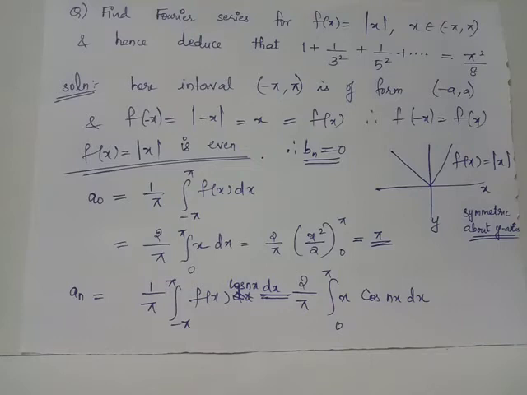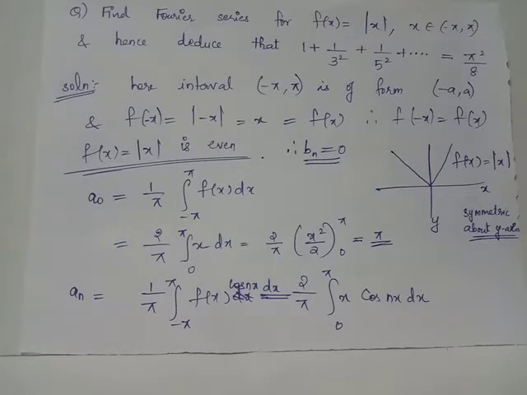Find the Fourier series for f(x) = |x|, where x belongs to the open interval -π to π, and hence reduce the relation 1 + 1/3² + 1/5² + etc. = π²/8. Here we have an interval of the format -a to a, and we have L = π.